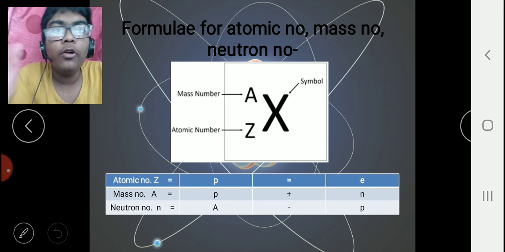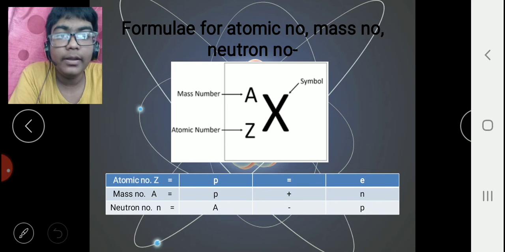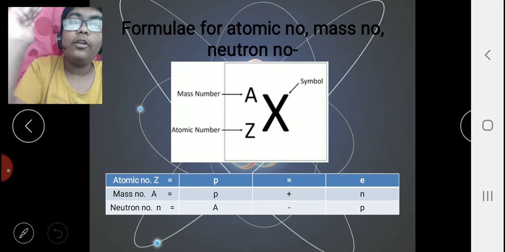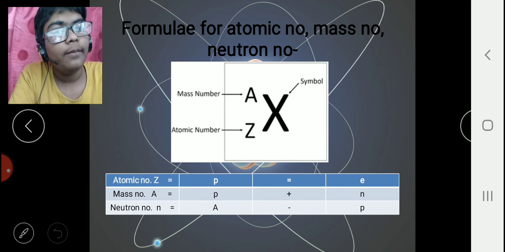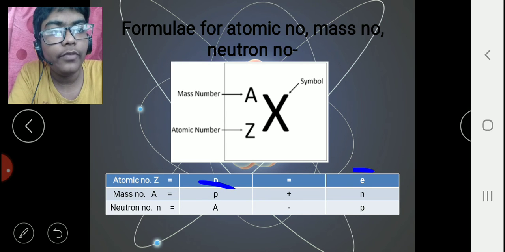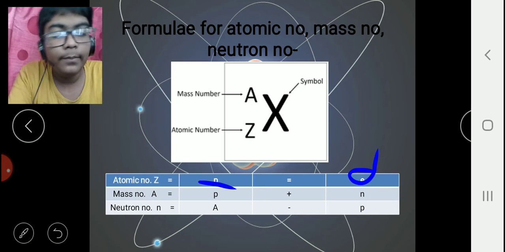Then you have some formulae for atomic number, mass number and neutron number. The atomic number, as we saw, is the number of protons, equal to the number of electrons. Very simple. Then you have the mass number.